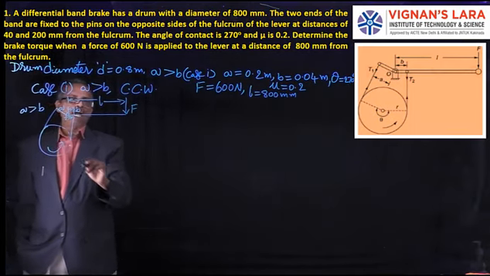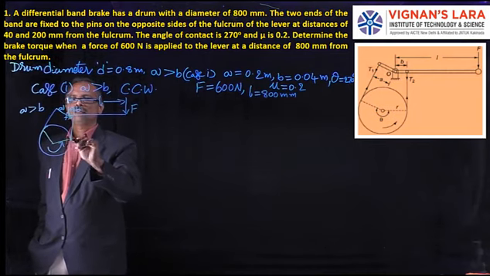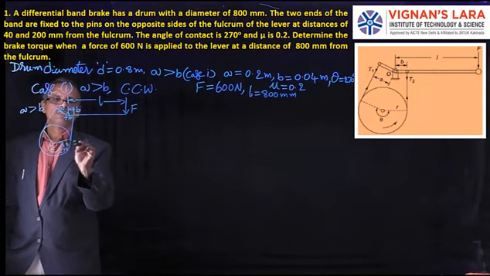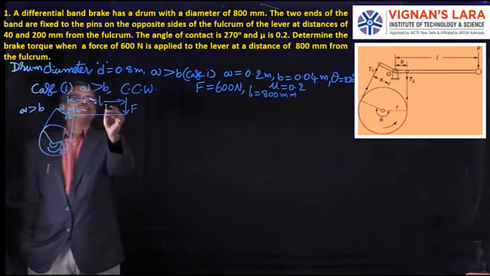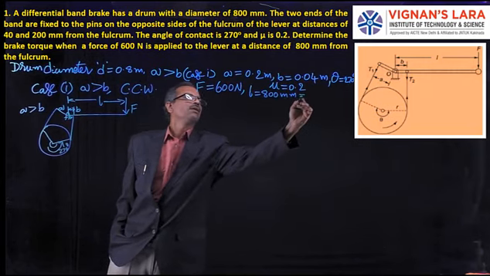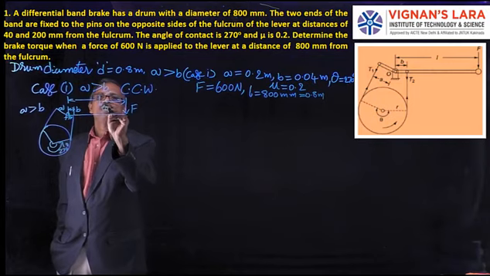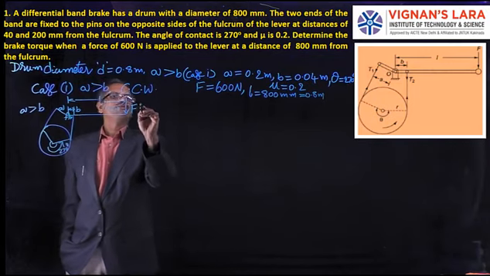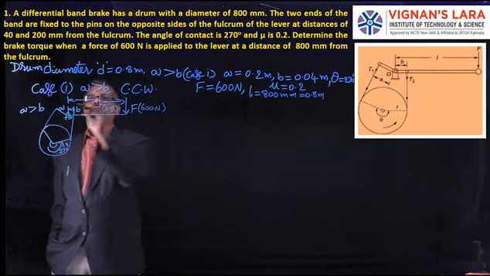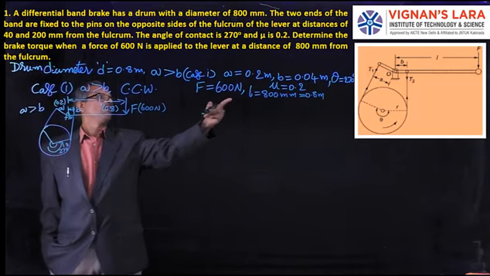And the angle of contact is 270 degrees. This is theta, 270 degrees. So this is L. How much is it given? 800 mm, which is 0.8 meter. So this is 0.8, and F is 600 Newton, and A is 0.2 meter, and B is, how much is it?